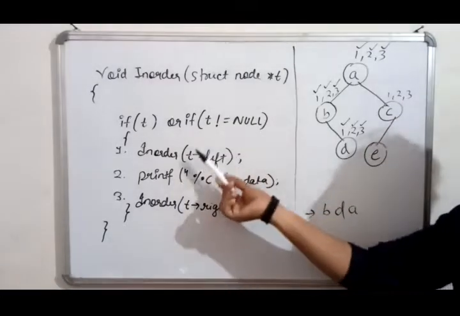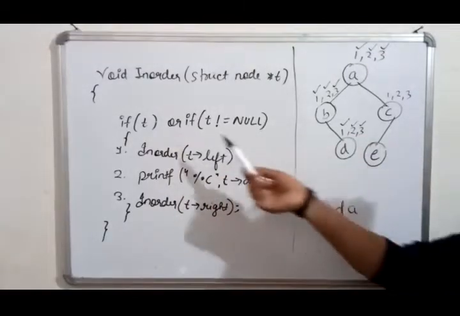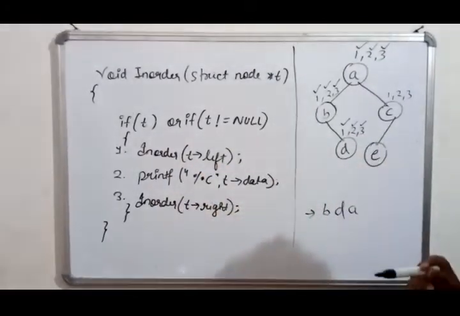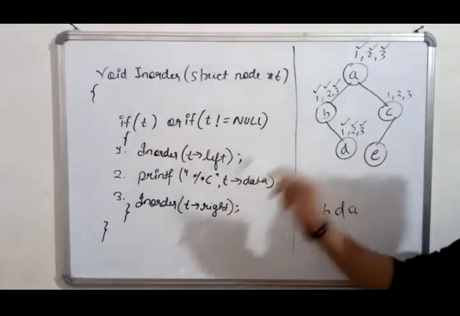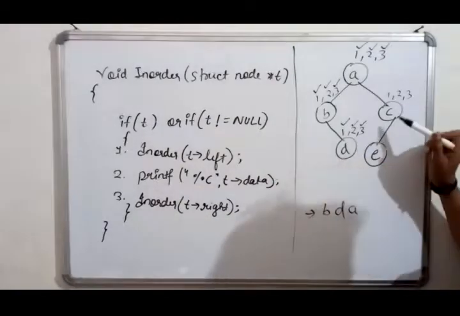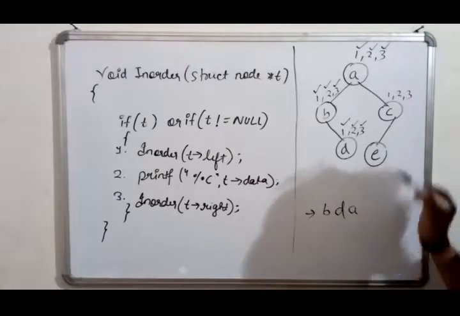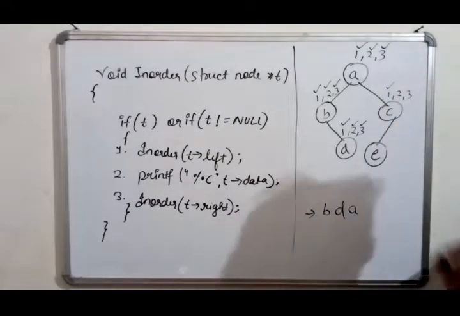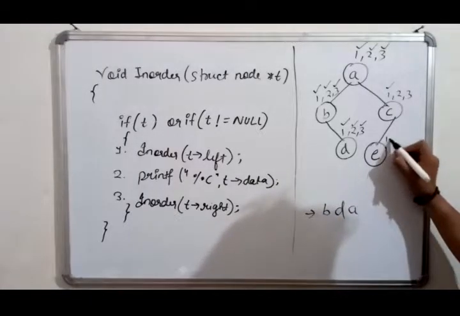So what is its first instruction? First of all, it will check whether it is null or not. Then the first instruction is to call the inorder function again with t of left. Now C has a left child, that is E. So the first instruction is executed. Now we are at E.